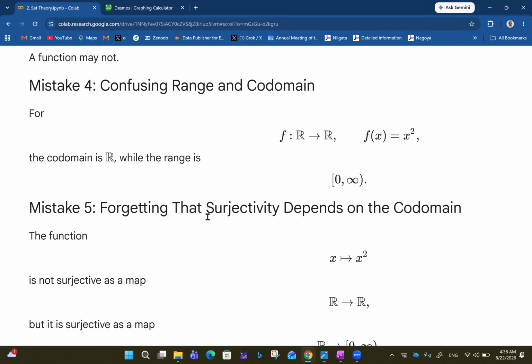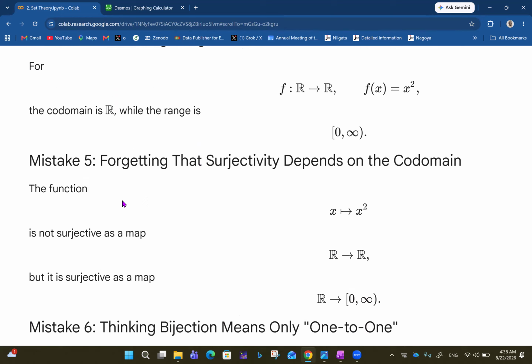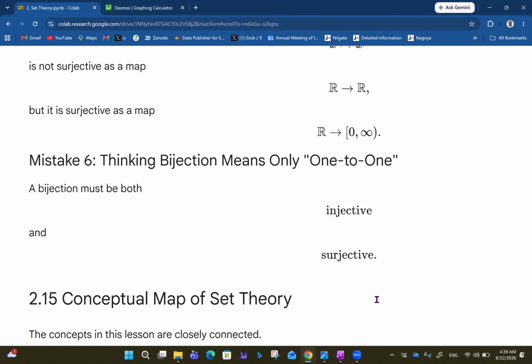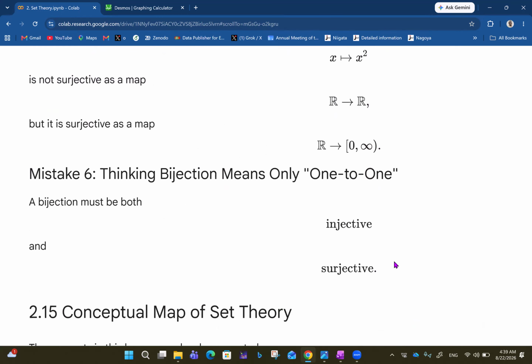Then mistake 5, forgetting that surjectivity depends on codomain. The function x mapped to x squared is not surjective as a map from R to R, but it is surjective as a map from R to 0 to infinity. Then mistake 6 is thinking bijection means only one-to-one. A bijection must be both injective and surjective.